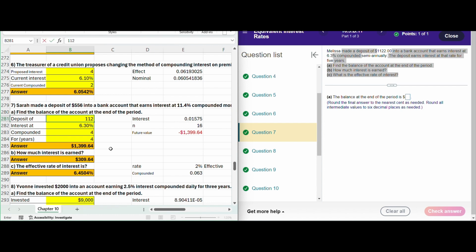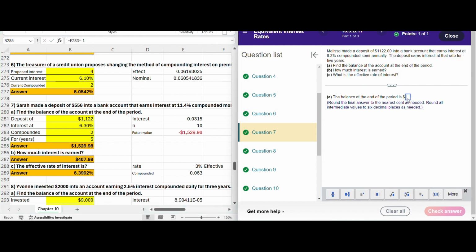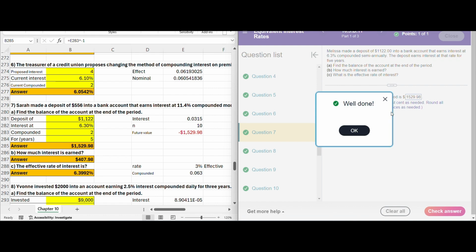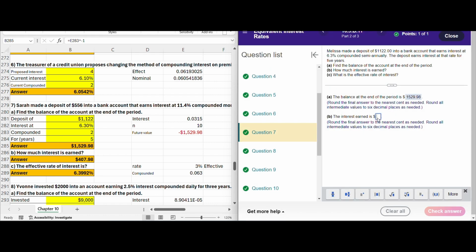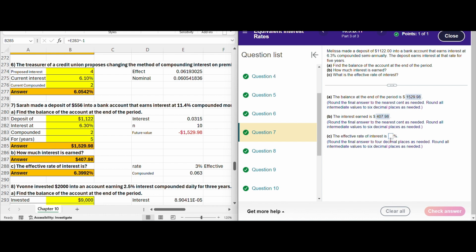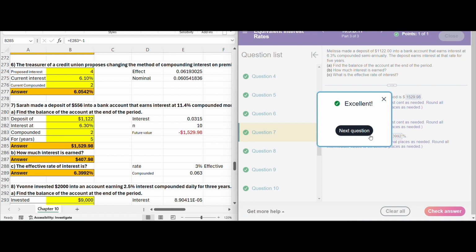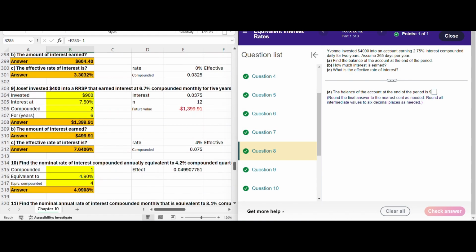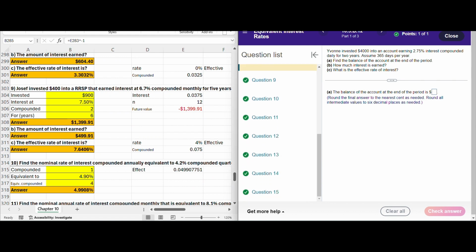Okay, let's do question number 7. We have here 3 literals, and at the time that we enter the values we get the answer. So no matter how many literals we have, we need just to copy the answer that is provided in the Excel worksheet. So let's type the last value, that is the effective rate of interest, and then you have the answer. Okay, let's do one more.